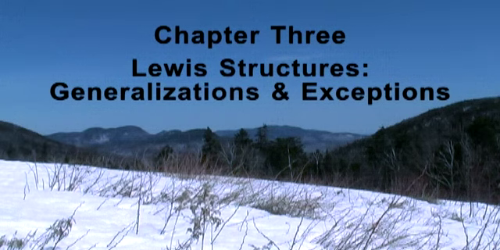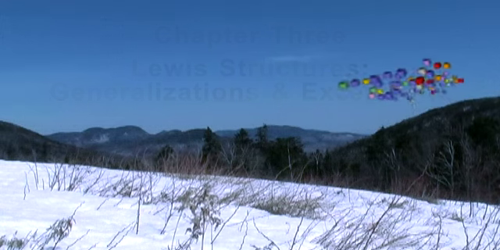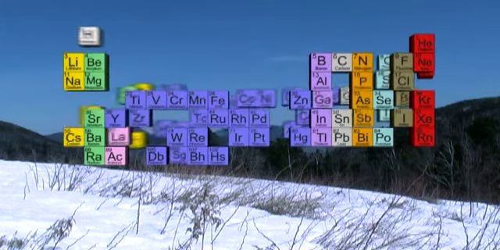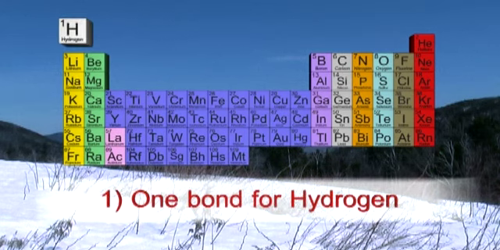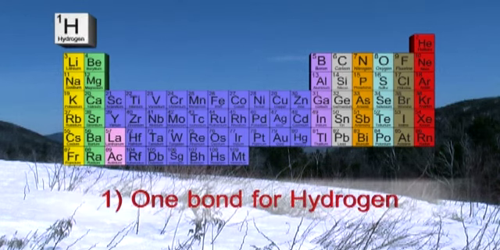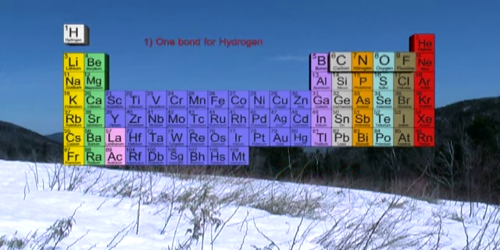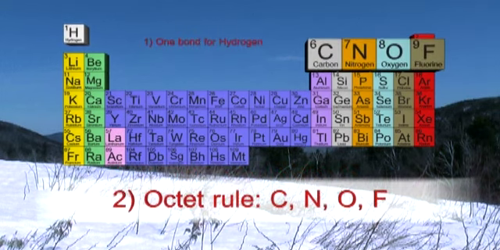When drawing Lewis structures, it is convenient to always keep in mind some generalizations and exceptions for common elements. The first row element hydrogen will always make 1 bond. The octet rule for second-row elements such as carbon, nitrogen, oxygen, and fluorine will always hold, and those elements cannot exceed 8 electrons.